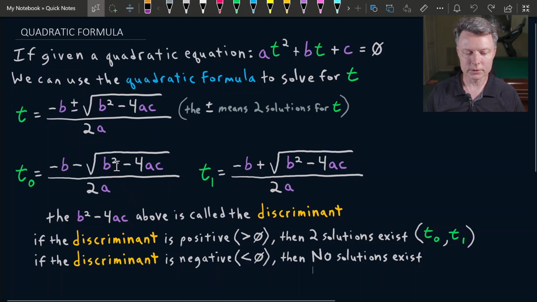And so if this discriminant here turns out to be negative, we can immediately exit from the function and have an early out because we know that there's no solution to the square root of a negative number. It doesn't make sense when you're talking about real numbers. However, if it's positive, then we can definitely take the square root of any positive number, and therefore two solutions do exist. And if we take the minus route, we'll get t0, and if we take the plus route, we'll get t1 back.